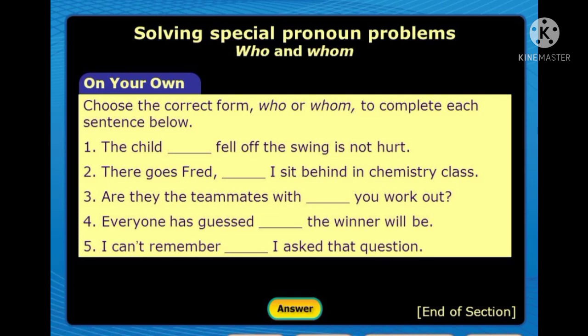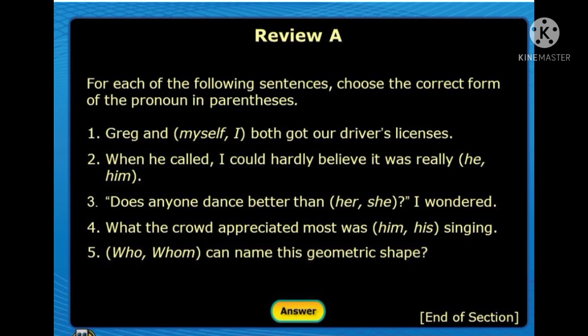On your own, choose the correct form, who or whom, to complete each sentence below. For the last activity, for each of the following sentences, choose the correct form of the pronoun in parentheses. Your timer starts now. Thank you.